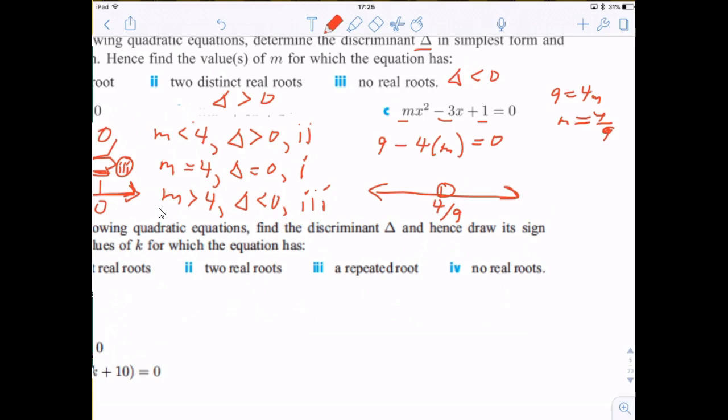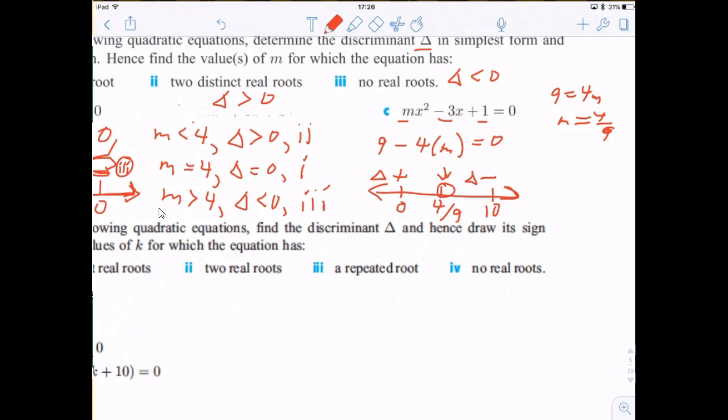And then what about to the right of 4/9? So I would put a number like 10 in, and then I would get 9 minus 40, which is going to be a negative number, so I can put negative here. And then I'm going to put a number like 0, and then I'll get a positive number. So delta is positive to the left, delta is negative to the right, and delta is 0 here at 4/9.